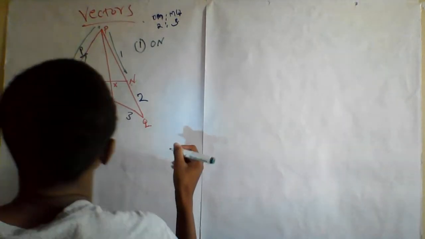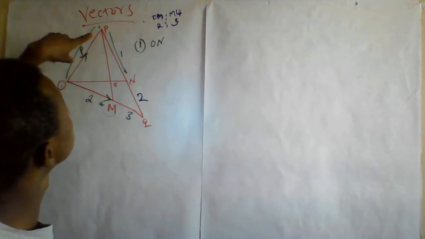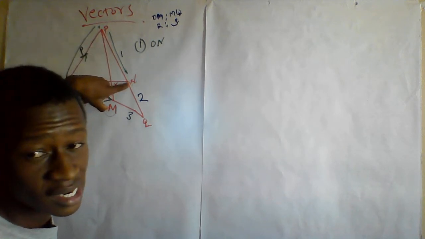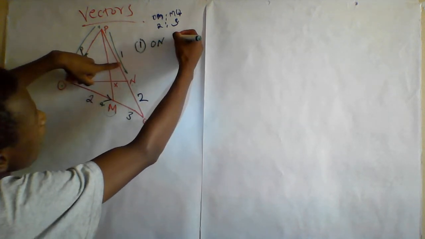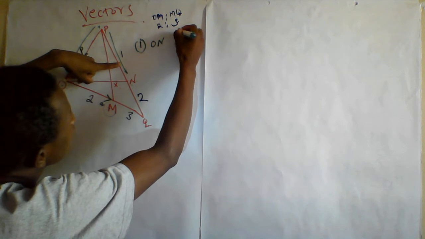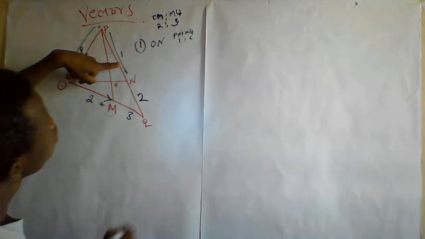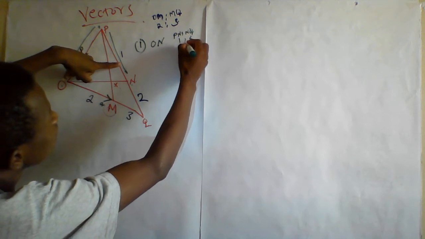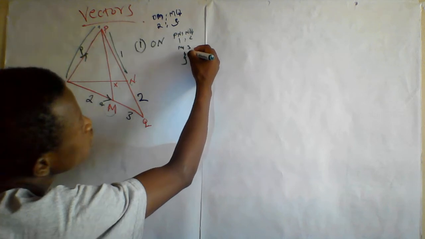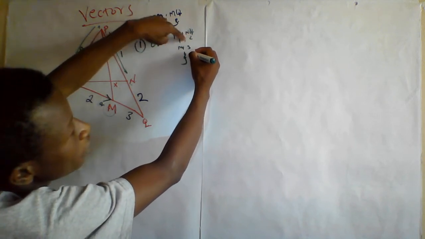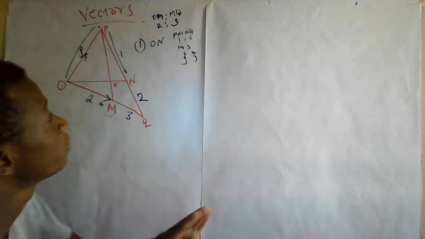Because we were told that our OP is P, and PN to NQ is the ratio of 1:2. So it means that PQ is like 3. So PN should be a third, and NQ is 2/3. Okay, student, are we together until that point?